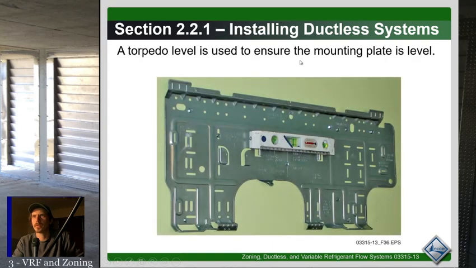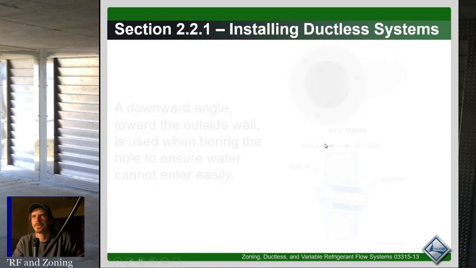Torpedo level is used to ensure the mounting plate is level. You want to make sure this mounting plate is level. If the mounting plate is not level, then the condensate pan is not level and it will not drain properly. If you need to err on one side or the other, obviously err on the side of it sloping more towards the drain, but you should keep it as dead level as humanly possible.